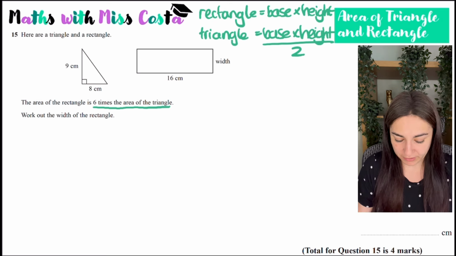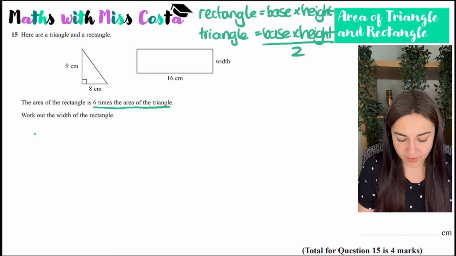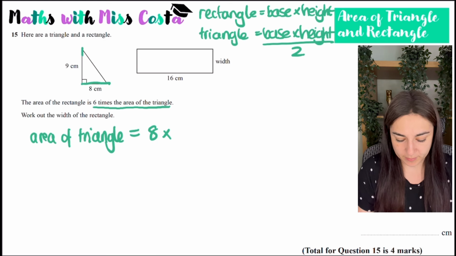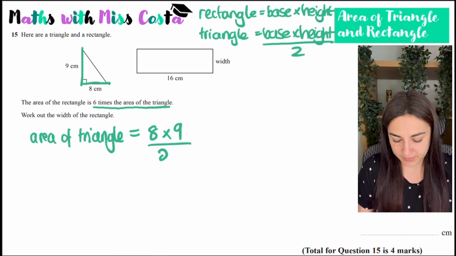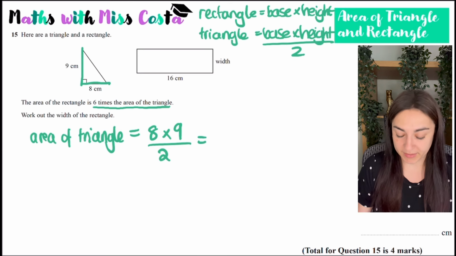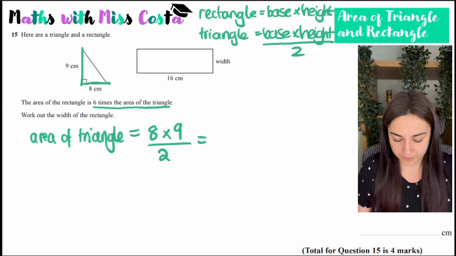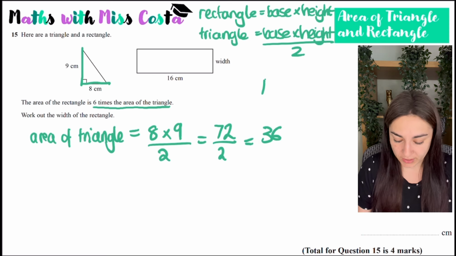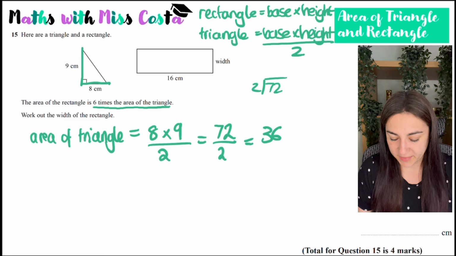So I know that the area of the rectangle is 6 times the area of the triangle. So let's first of all work out what the area of the triangle is. The area of the triangle is base 8 times height 9 divided by 2. So 8 times 9 would be 72, divided by 2, which is 36. If you needed to, you could have done the bus stop method just to help you with that.